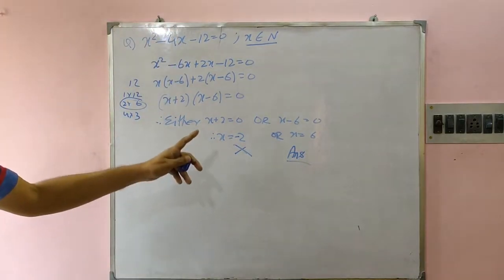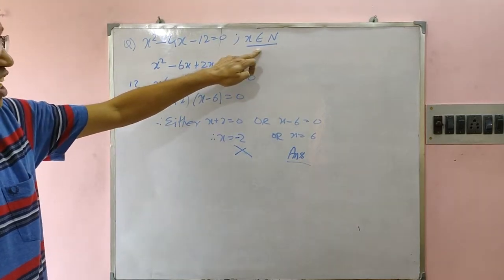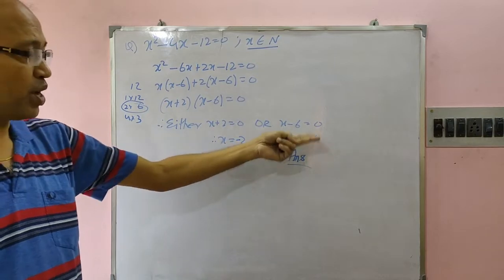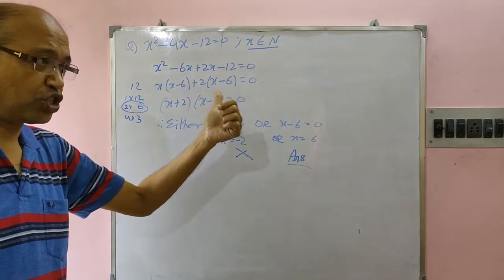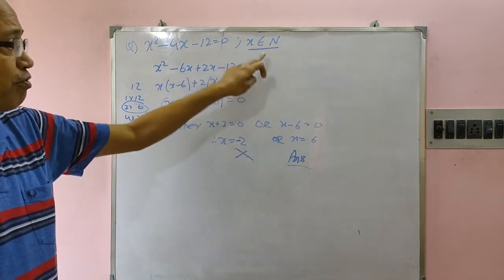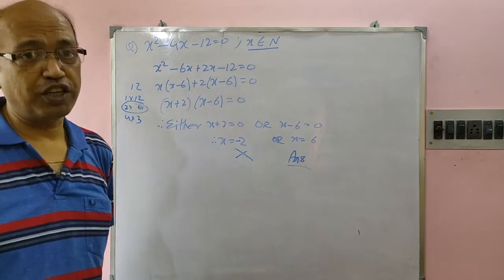Clear? You have to check your conditions after you factorize. Check your conditions and then write the answer. Do not write x equals minus 2 and 6, because in earlier questions there were no conditions. Therefore we have given the answers like this. But whenever a condition comes, check the conditions after you solve the sum.